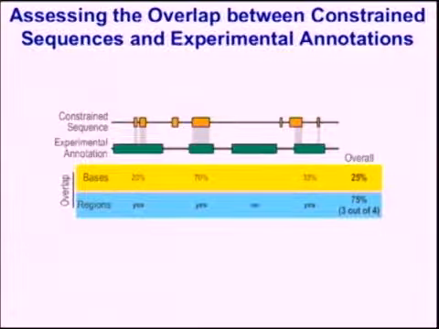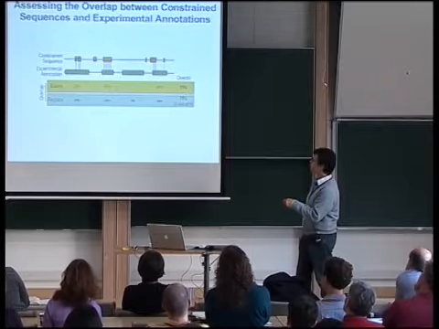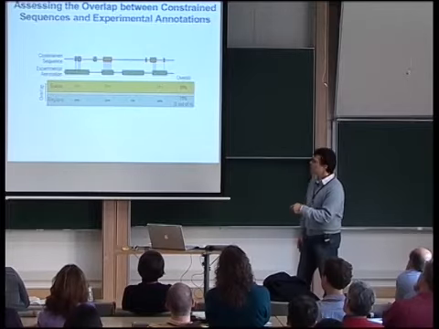This orange data set over here represents some hypothetical set of constrained sequences. This represents some sort of hypothetical experimental annotation. If you look at the base pair level, you're asking how many bases of this entire experimental annotation overlaps these constrained sequences. And overall, while some annotations show more or less overlap and some show none whatsoever, in this hypothetical example, 25% of the bases are shown to be constrained.